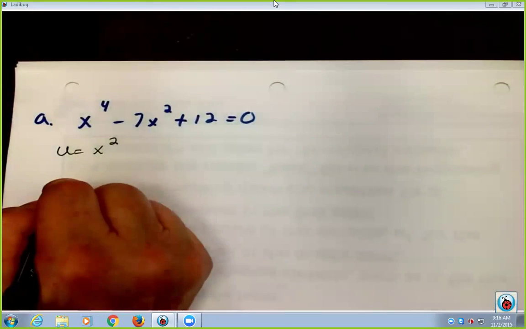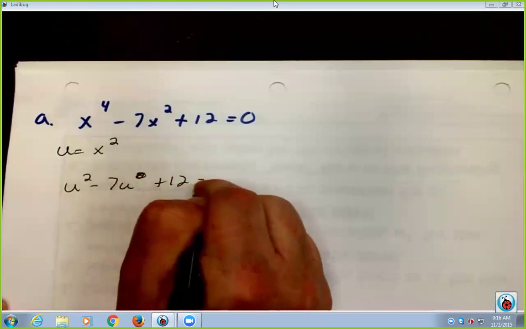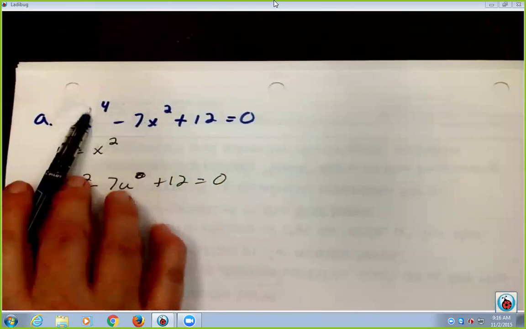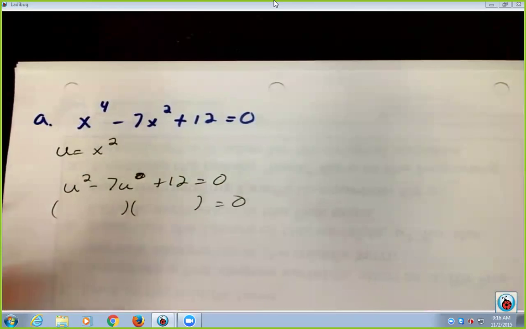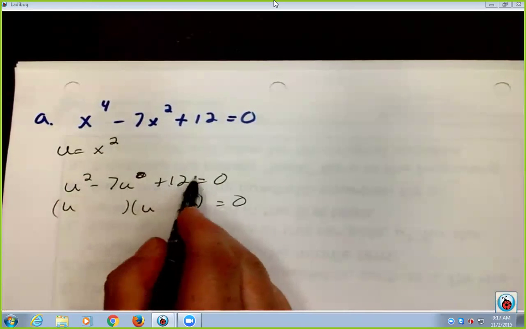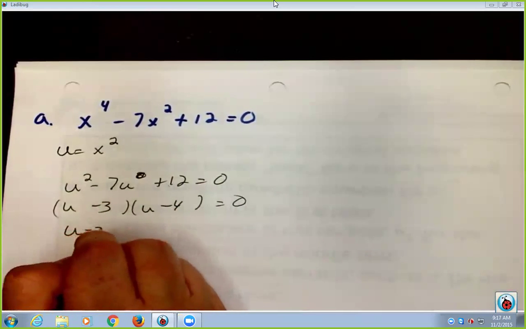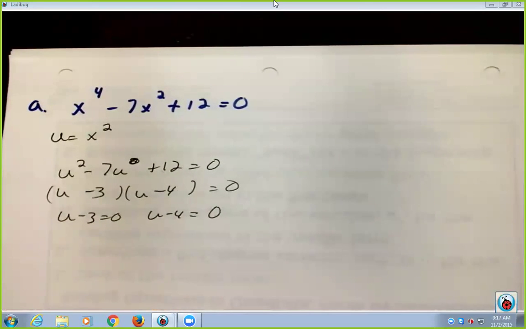So now I can say u squared minus 7u plus 12 is equal to 0. And in most cases, when you pull out those funny looking exponents, we can usually factor these. So what does this factor to? U squared minus 7u plus 12 factors to u and u. Yep, negative 3 and a negative 4. Perfect. So u minus 3 equals 0, and u minus 4 equals 0. So set them both equal to 0.